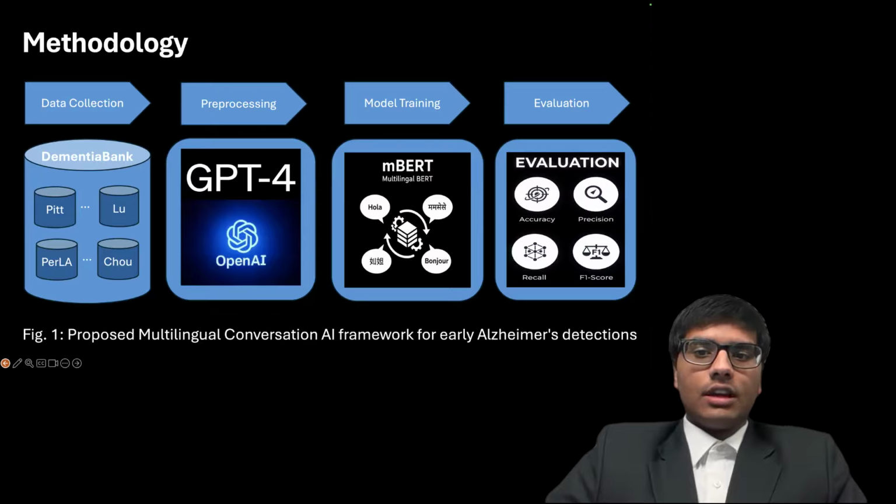MCon AI also supports cross-lingual early Alzheimer's detection. This means you could train the model in one language and use it in another language for detection. This is useful for detecting Alzheimer's in low-resource languages. For example, we could train MCon AI in English and test it in Greek, a low-resource language.